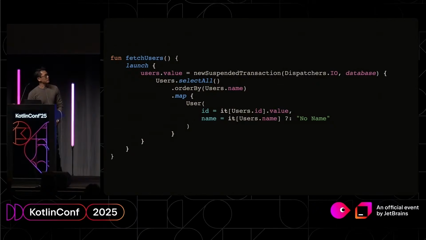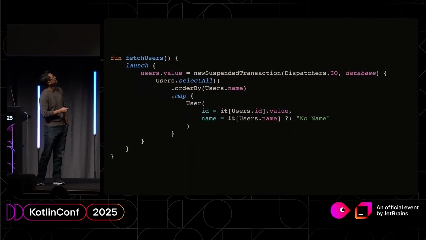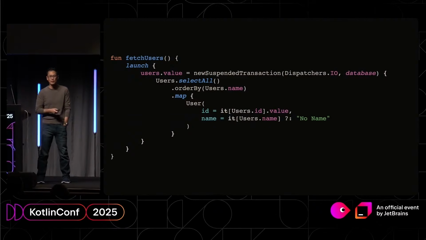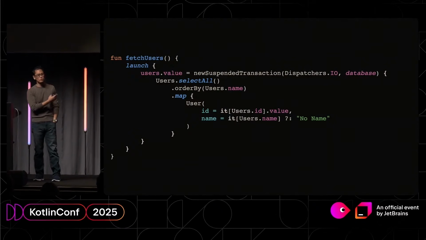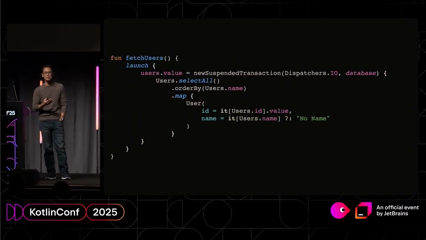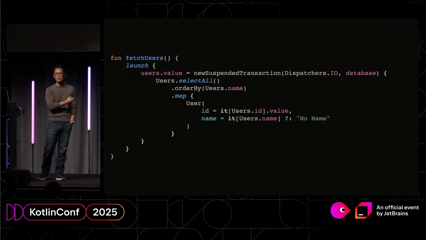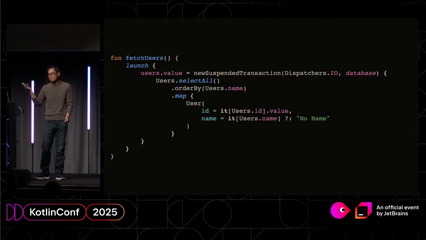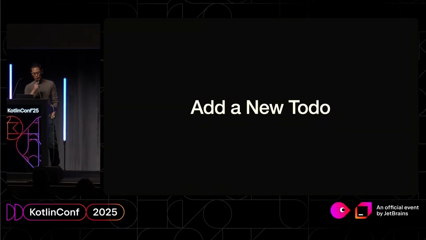So how does the database do that? Well, it's just a simple select. I don't want to make it sound like it's not doing anything important, but this is pretty simple, right? It's doing, again, a suspended transaction. We run it on the IO thread. We do users.selectAll, and then we map it to a user object. That's it. That list of users is passed over to the dropdown. Dropdown knows how to render it. Simple. OK.